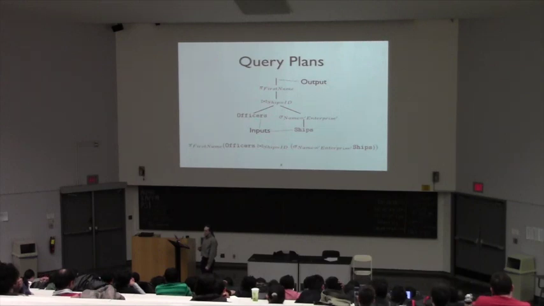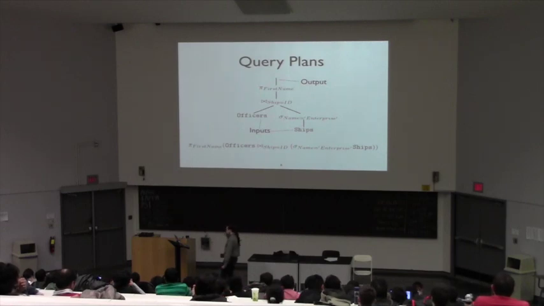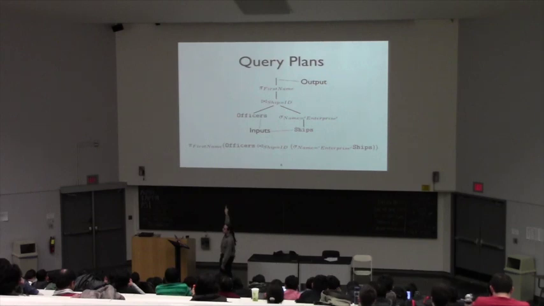If you'd prefer to use the word DAG, directed acyclic graph, that's equivalent. That would be an equivalent way of talking about this. So in this case, the output, what we're presenting to the user, depends on the result of that projection. The projection depends on the result of the join. The join depends on the officer's relation and the output of the selection predicate and so forth.